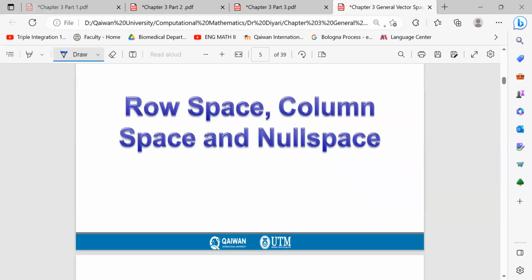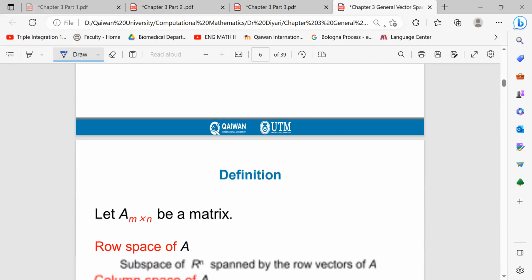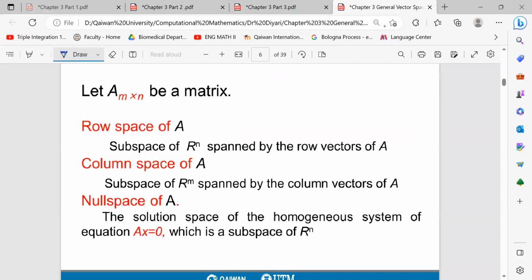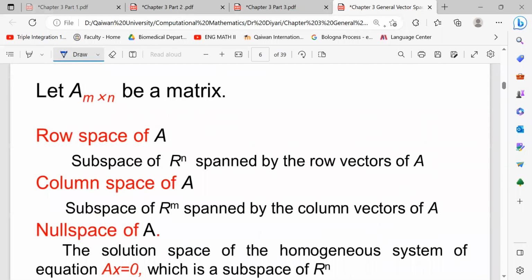We now have row space, column space, and null space. You should know what row space is, what column space is, and what null space is. We let A be an m by n matrix. Here we work on a matrix for each of them.